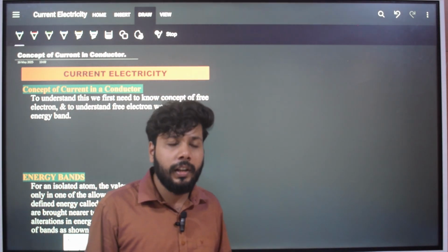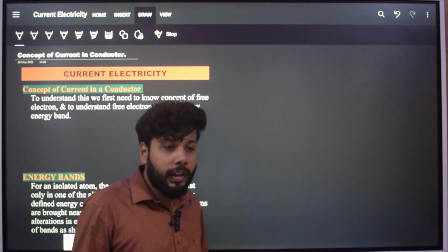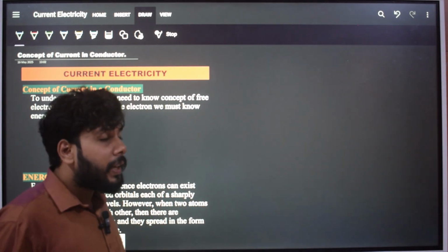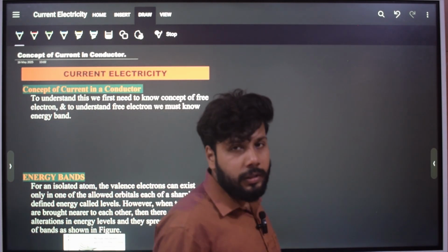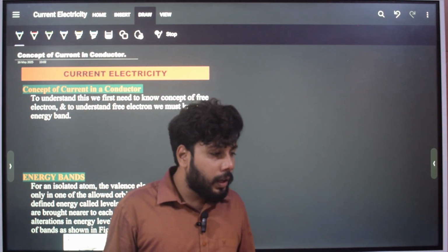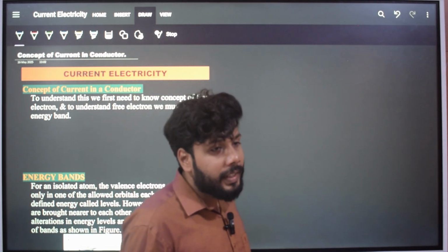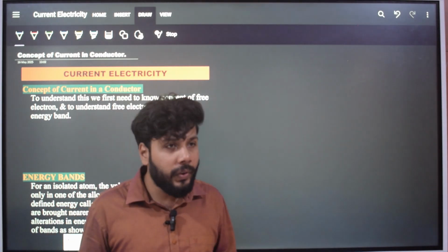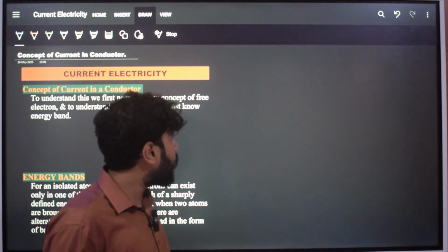In the previous class we discussed the concept of current and how to calculate instantaneous current and average current. But to understand the exact concept of current in a conductor, we first have to discuss what a free electron is. So in today's class the goal is to understand the concept of current in a conductor. We know the mathematical expression for current and how to evaluate average or instantaneous current, but first we have to understand what a free electron is, because at the end they are the ones who produce current in a conductor.